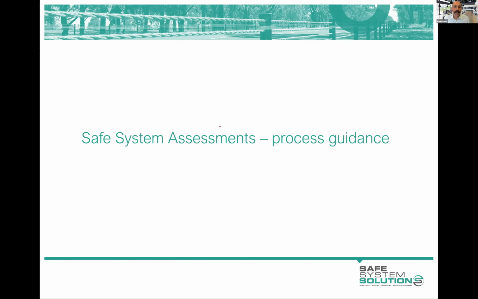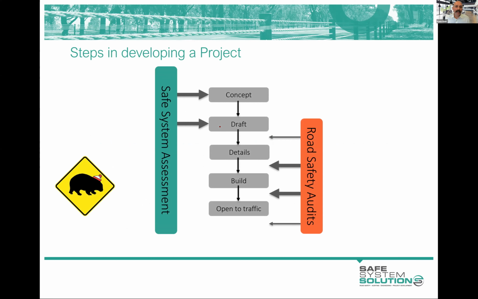Okay, let me take you through the process. I mentioned this already, but I think this is a really important diagram, and you'll see this appear in the Victorian Safe System Assessment guidelines and the South Australian Safe System Assessment guidelines. It's not in the Austroads document, because that document is more about the actual assessment. This is more a process-related thing. But when do you do a safe system assessment? When is it best to do it?